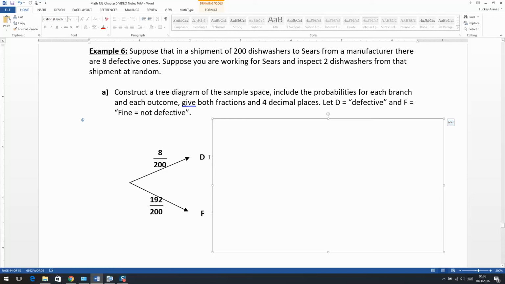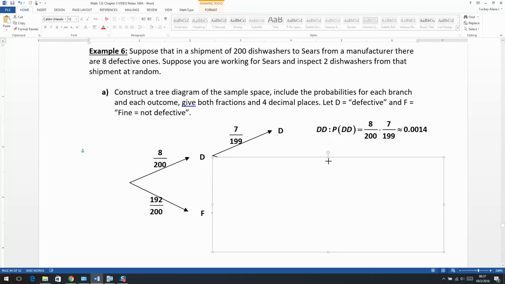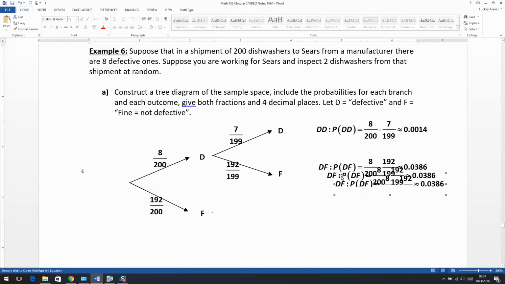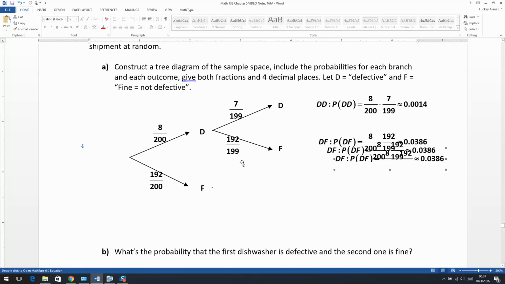Okay, well, now there's 1 dishwasher pulled. I've already pulled a defective one. That means there are 7 defectives left out of a batch of 199 because there aren't 200 dishwashers left. By the same token, there's still 192 good ones left because I haven't pulled a good one yet. So that leads to the first 2 outcomes possible. So you could say that you have a branch of 192 out of 199 for that top part. Right? So that leads you to your first conclusions.